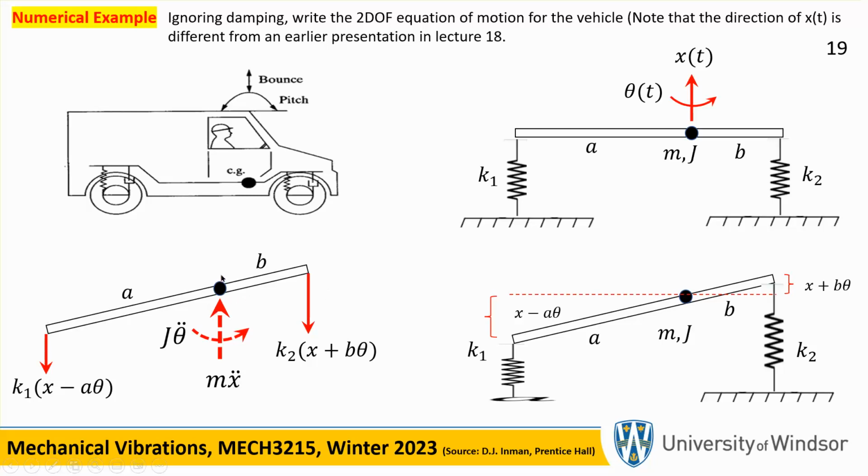And now we're going to write sum of all the forces in the vertical direction equal to 0, and sum of all the moments about the mass center. I'm sorry, did I say 0? No, I didn't mean that. Sum of all the forces in the vertical direction is m x double dot, m being the mass of the car, and sum of all the moments about the center of mass being J theta double dot, the kind of thing that you did in the first two weeks of the class.